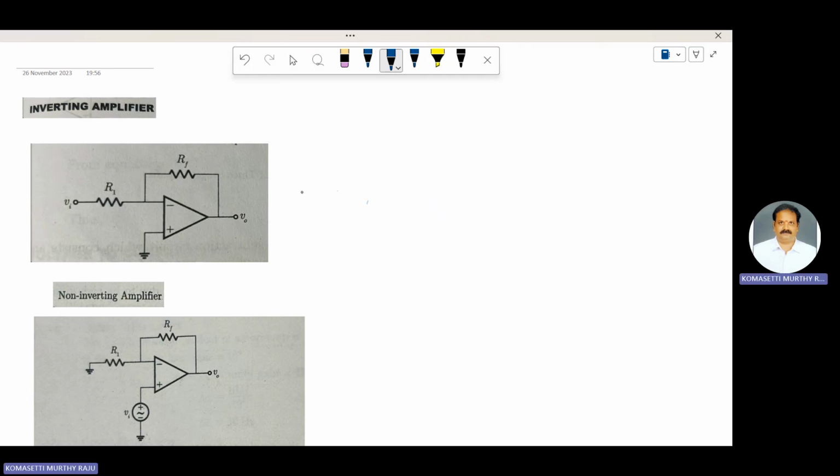This one is inverting amplifier. Find out the closed loop gain. Closed loop gain is represented by AF is equal to output voltage V naught by VI. Why is it called an inverting amplifier? Because VI is connected to the inverting terminal, that is the minus sign of the op amp.